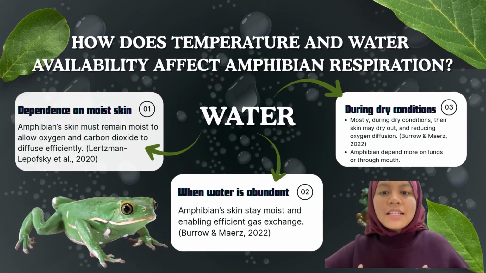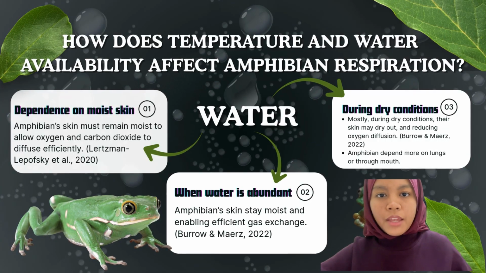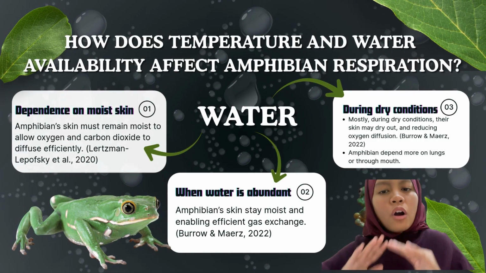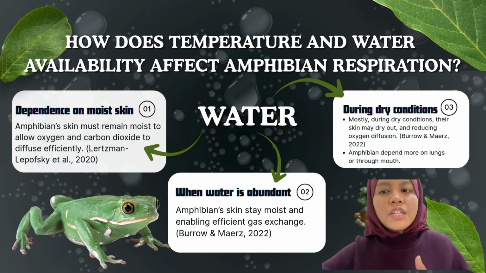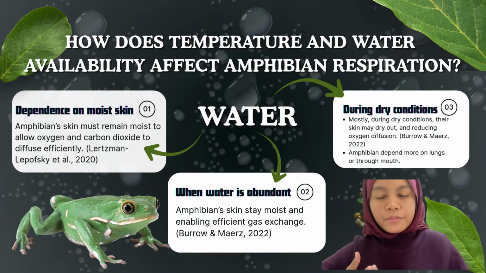Next, when water is abundant, amphibians are in their most comfortable condition. Their skin stays moist all the time, which allows efficient gas exchange. In this situation, their respiration works normally and they don't need to rely too much on other organs. This supports their activity level, movement, and overall survival.